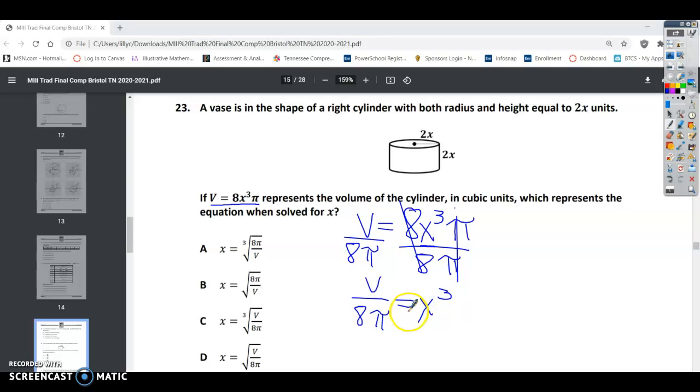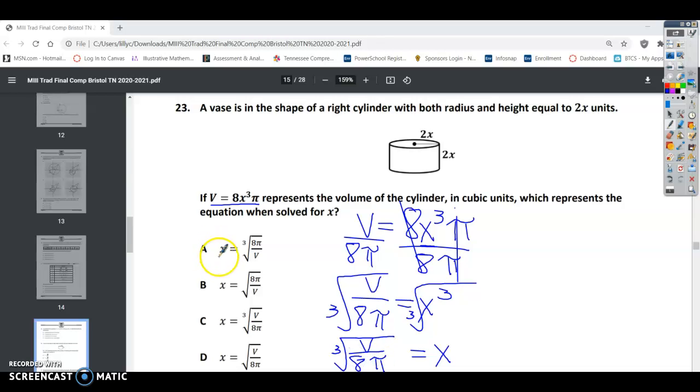So a cube root undoes something cubed, just like a square root undoes something squared. So we are going to take the cube root. You do need a 3 index here, or it's not a cube root. So we're going to have a cube root of the volume over 8 pi.